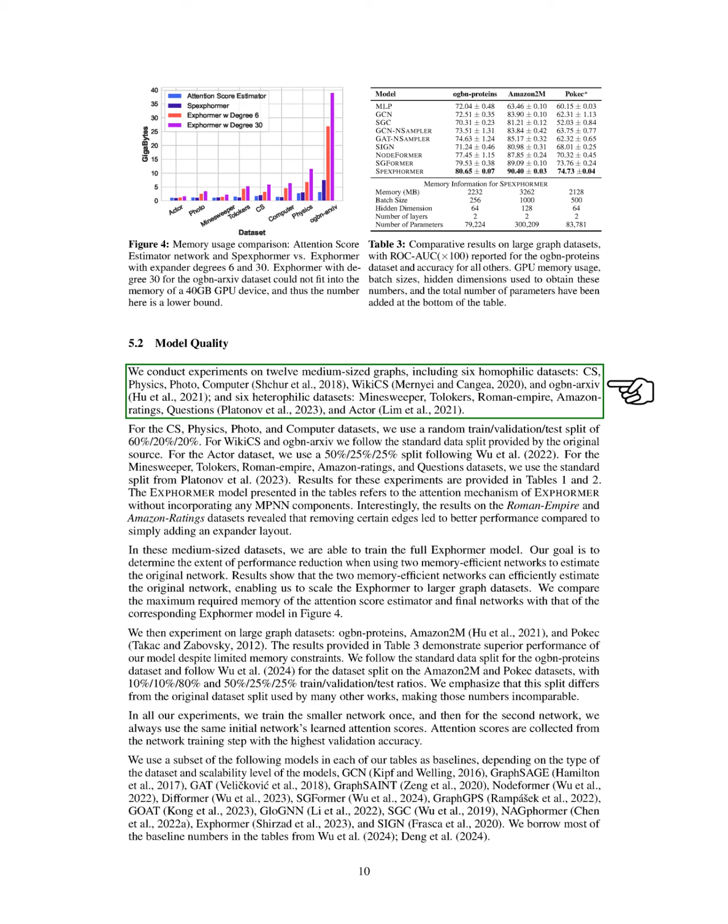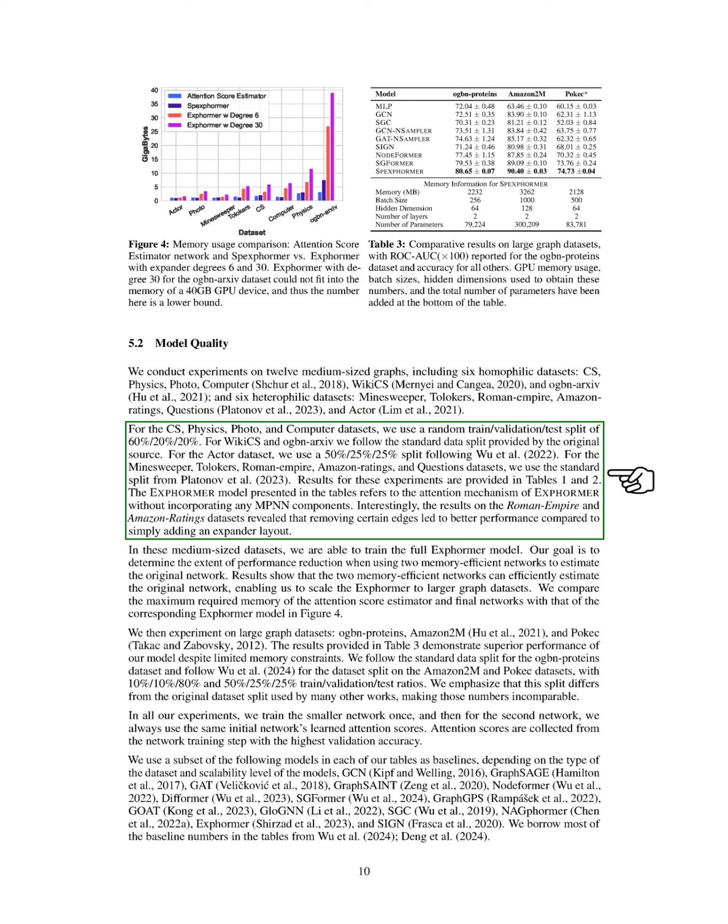For the CS, Physics, Photo, and Computer datasets, we randomly split the data into 60% for training, 20% for validation, and 20% for testing. For Wiki CS and OGBN Archive, we use the standard splits provided by the original sources. The Actor dataset is split into 50% for training, 25% for validation, and 25% for testing. We apply the standard splits for the other datasets as well. Our results are summarized in the tables for homophilic and heterophilic graphs.